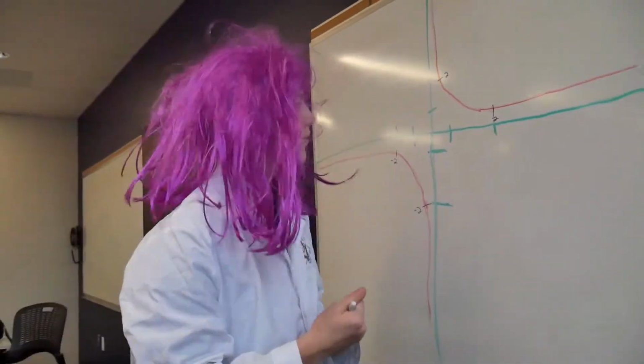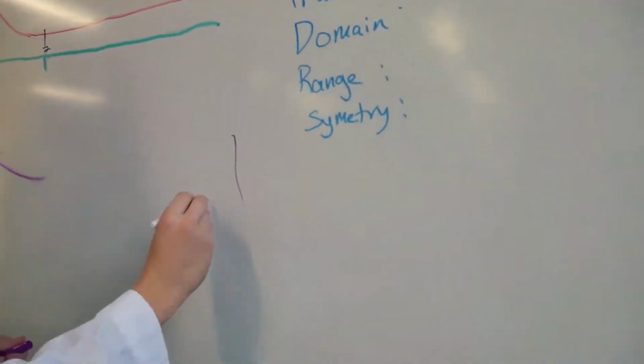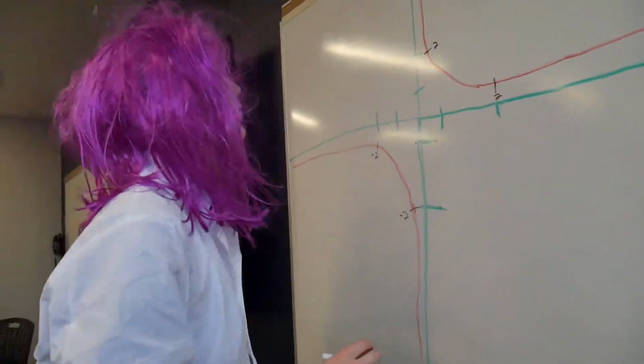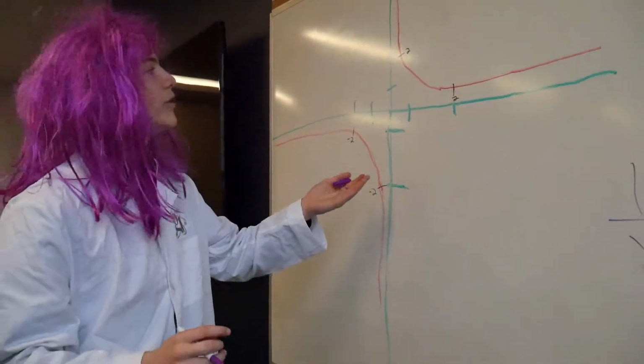Transformations are pretty simple on a rational function. You take your base function, ours is 1 over x, and so let's say you want to move it up a unit.